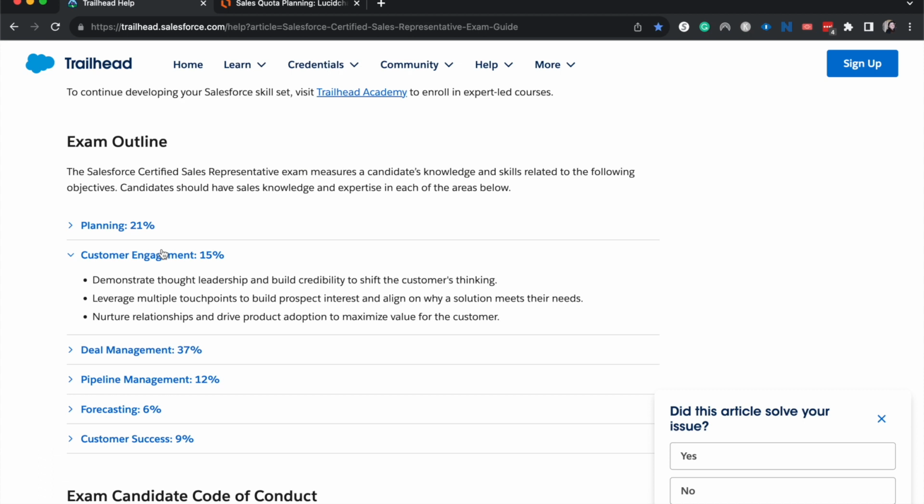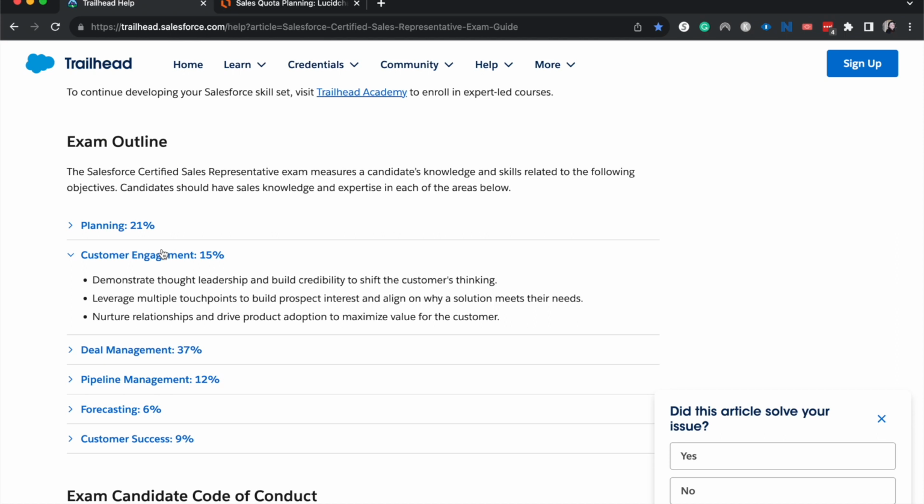There is a good amount of crossover on this exam between some of the sections. So I'd say between planning, customer engagement, and deal management, there's a good amount of crossover. Pipeline management and forecasting is a lot of crossover. And then customer success is kind of on its own island, but we'll talk about it. But again, how do you build credibility with the customer? How do you work with the customer to best become a trusted person, a trusted relationship? And how do you use that relationship to sell appropriately?